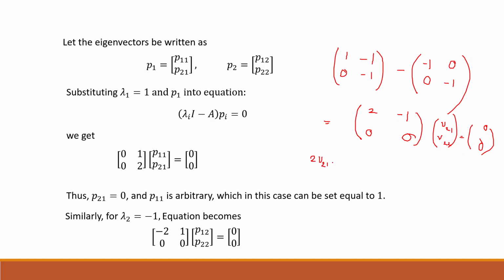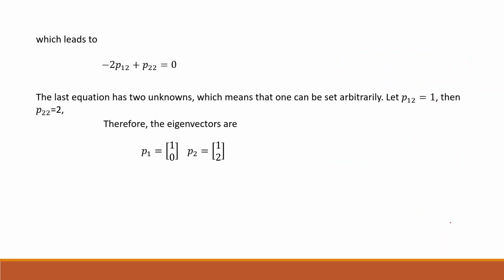First is 2 v21 minus v22 equals 0, which gives you v22 equals twice v21. So we can say that it's a linear scaled version of the eigenvector, which is 1, and any scaled version of this will be [1, 2]. This is how we need to find eigenvalues and eigenvectors.